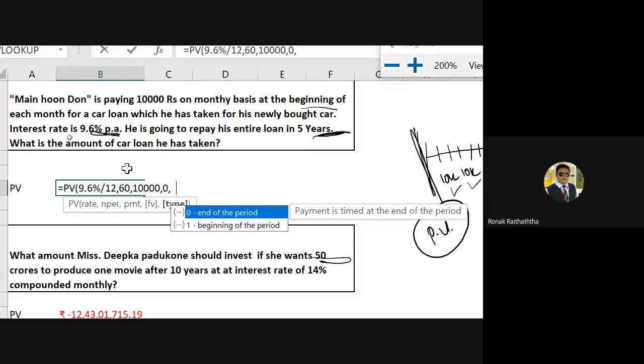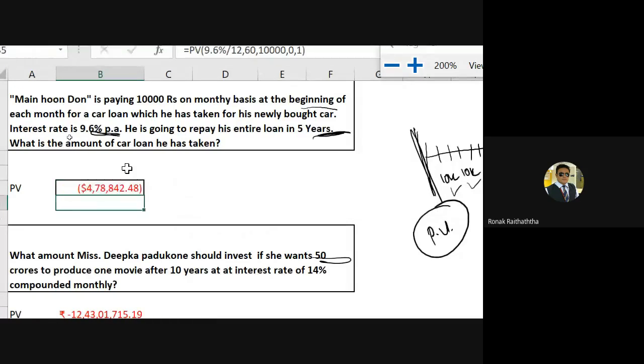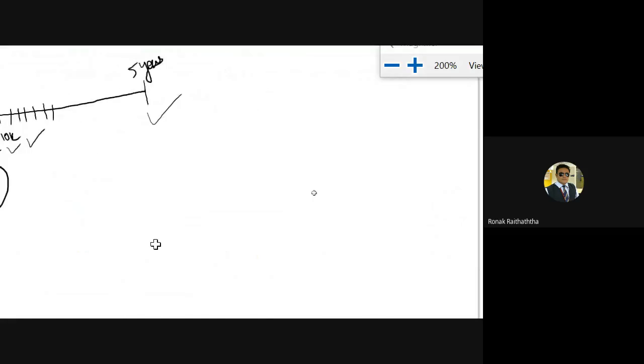Very true, one. Because this installment is paid at the beginning of each month. So that's an annuity due. And for annuity due, we have to put 1 in the Excel, closing the bracket, pressing the enter. And you have the answer in minus.